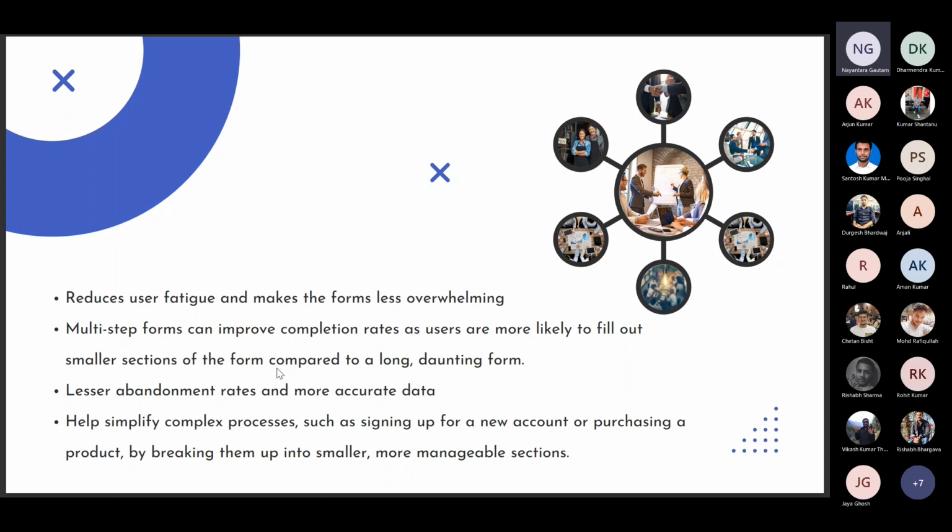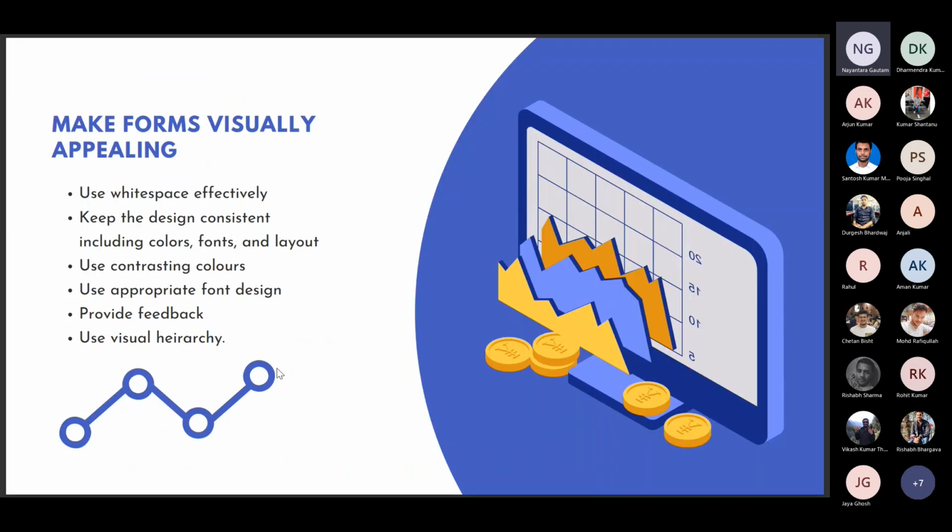Lesser abandonment rates and more accurate data. This will also help in making sure that the data that we are getting from the users is really correct and has a lot of accuracy. It helps simplify complex processes such as signing up for a new account or purchasing a product by breaking them into smaller, more manageable sections. So the idea is not to make the form smaller, but to split it into more sections, so that it helps in overall increasing the completion rates and more accurate data.